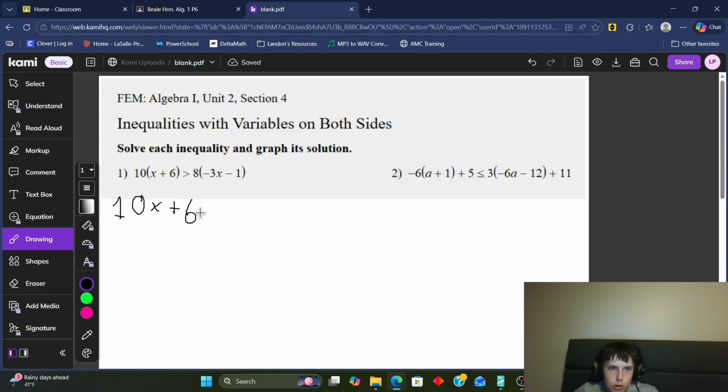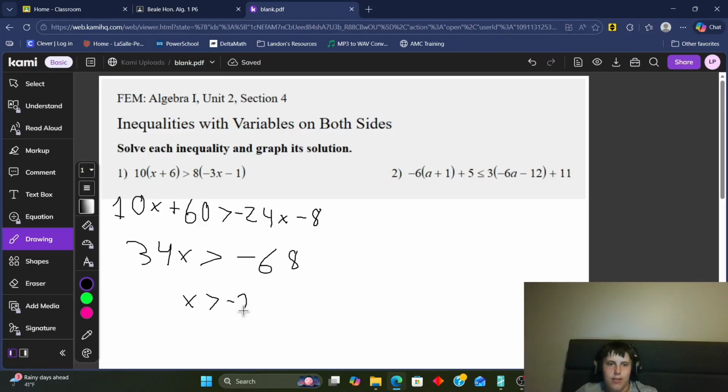10x plus 60 is greater than negative 24x minus 8. Now we'll add on each side. So we'll add 24x, so that would be 34x. And I really want the x to be positive because when it's negative x, remember, you have to flip the inequality sign. I don't really want to do that because I just kind of wanted to keep it the same. So 34x is greater than negative 68. Divide on each side, and we'll get x is greater than negative 2.